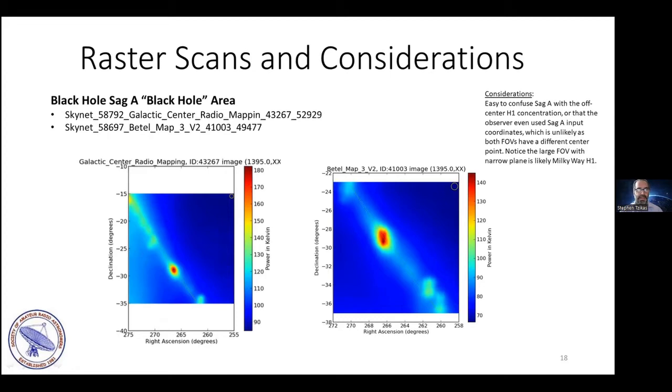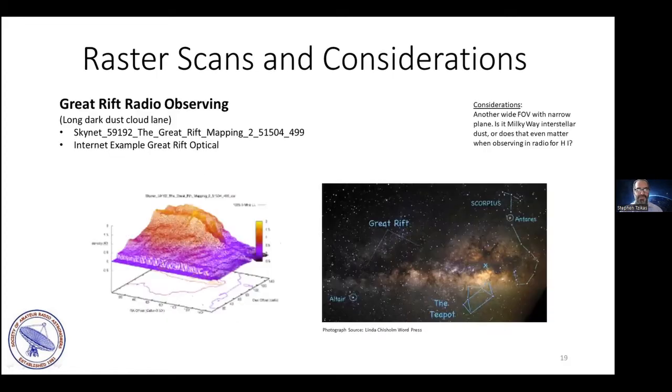Here's one, the Great Rift. Someone's doing the mapping. I thought that was an interesting concept. I kind of took it for what its name was. The Great Rift, you look at the optical, it's a dark band of dust, the Milky Way. They seem to have captured that.